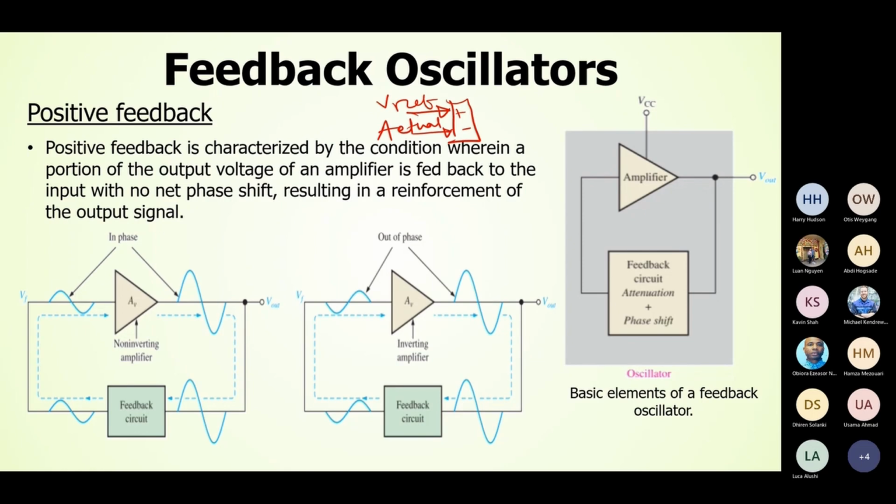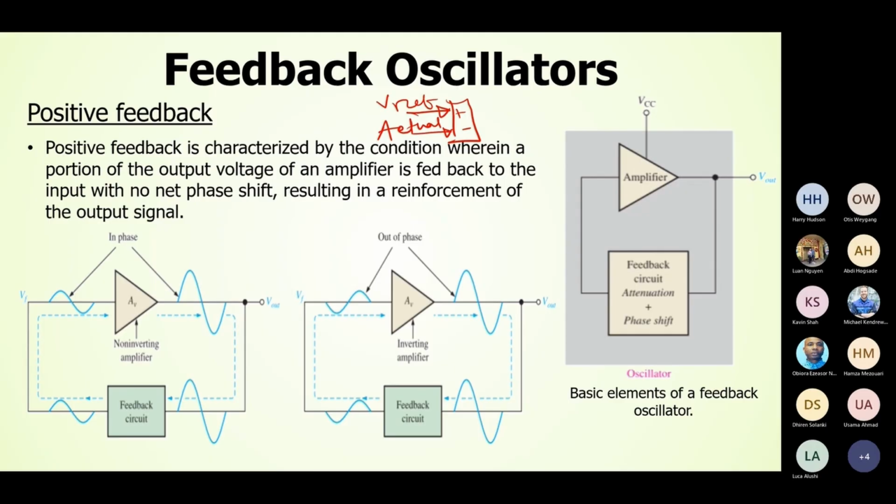Means you are taking actually negative feedback. So your actual value, you are taking the negative of it. In the case of an oscillator, you actually do the opposite. You take the positive of it. Okay. So you use the feedback circuit using positive feedback.